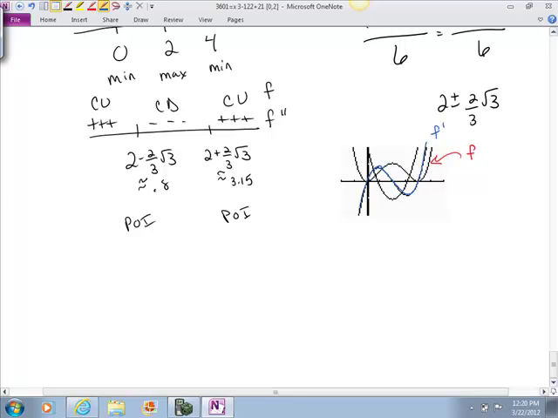So that's your first derivative. And then your second derivative is the parabola. And that is about that 0.8, and then you can kind of see that would be about 3.15. Okay. So you can see how it all goes together. Does that make sense?